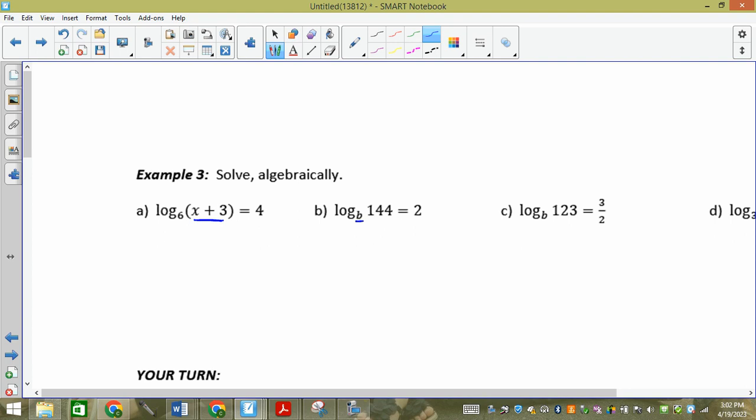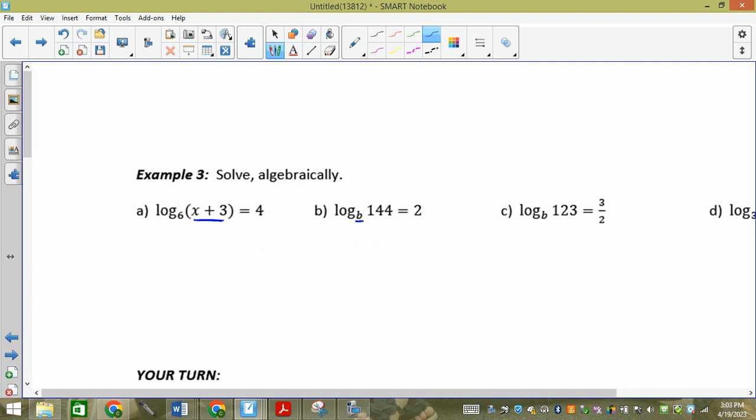You can't get it out of the log if it's sitting beside the log, and you can't get it out of the base by doing normal bed mass. There's no amount of bed mass that will get this x out of the log and that will get this b out of the base. Okay? So if your variable's beside the log and it asks you to solve, or your variable's in the base and it asks you to solve, you immediately have to convert it to exponential. So is this beside my log and is it locked in here? Yes, so what's the very first thing I'm going to need to do? Convert to exponential.